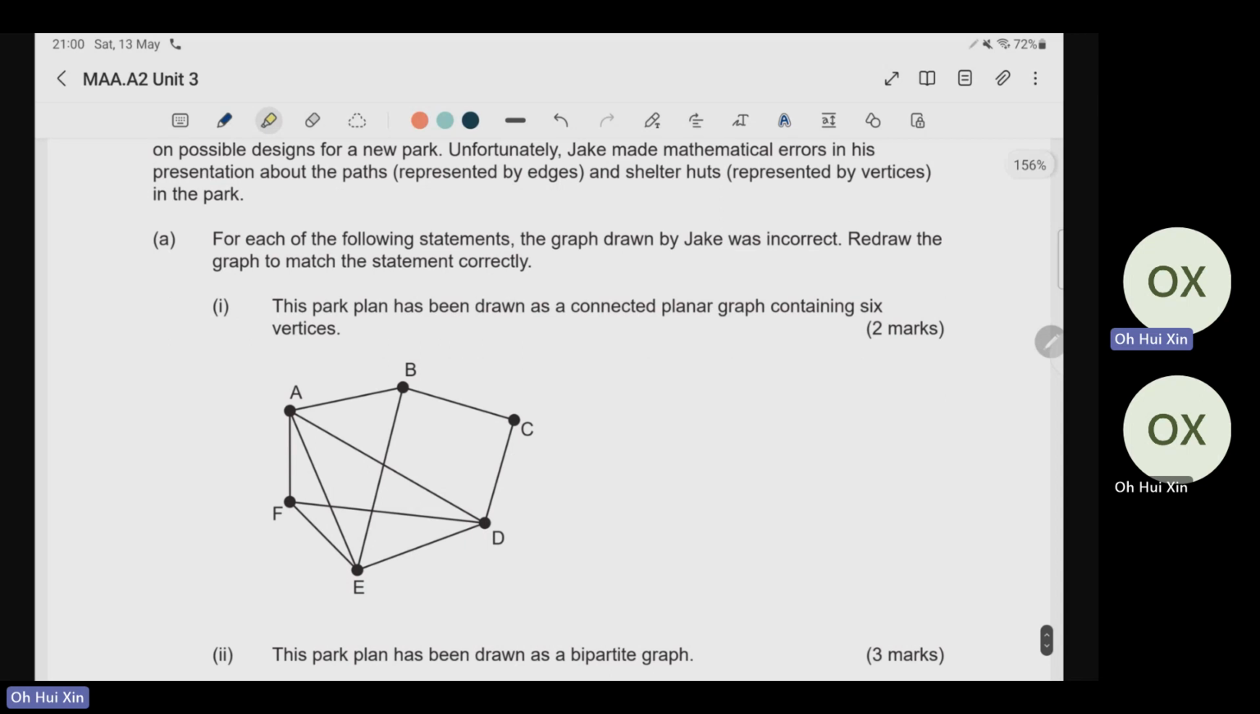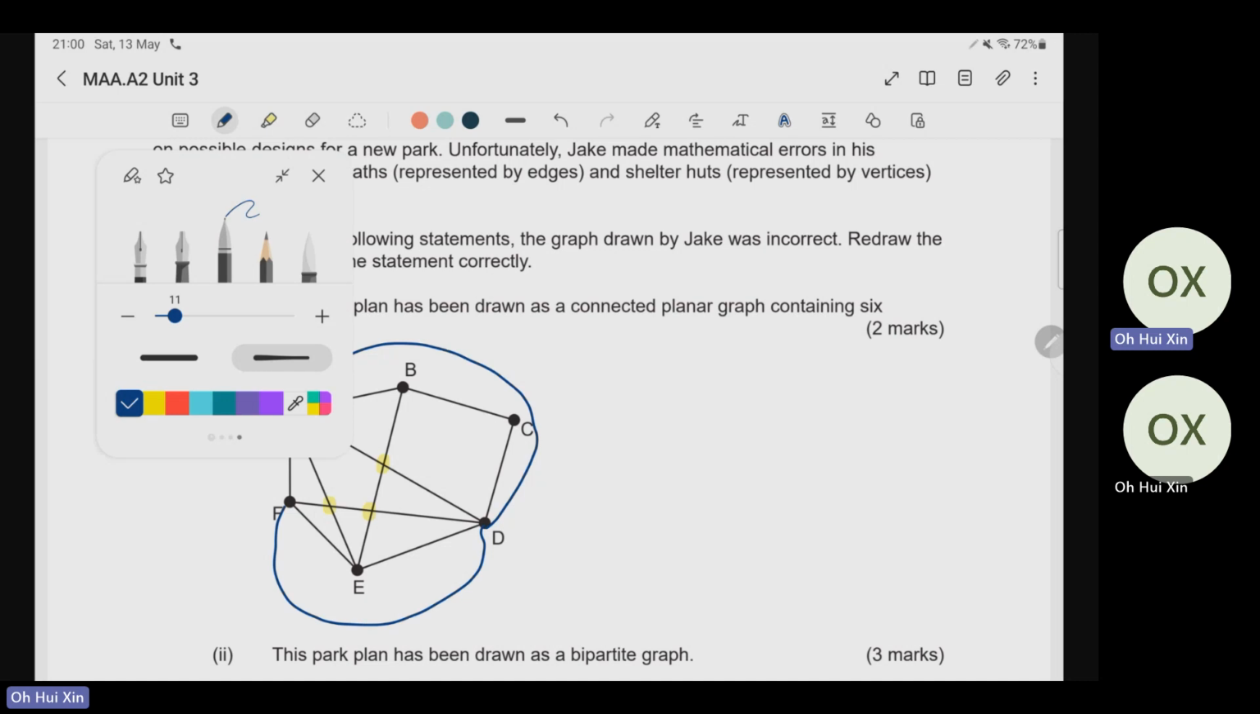Okay, so part one. You are given a connected graph, it's supposed to be a connected planar graph. So you need to redraw it so that it is shown to be planar. You can see that these are the places that cross over each other, so no matter how you move, you will need to move H. One way you can do it is to bring your AD and also your FD outside. Then in this case, you will actually remove.